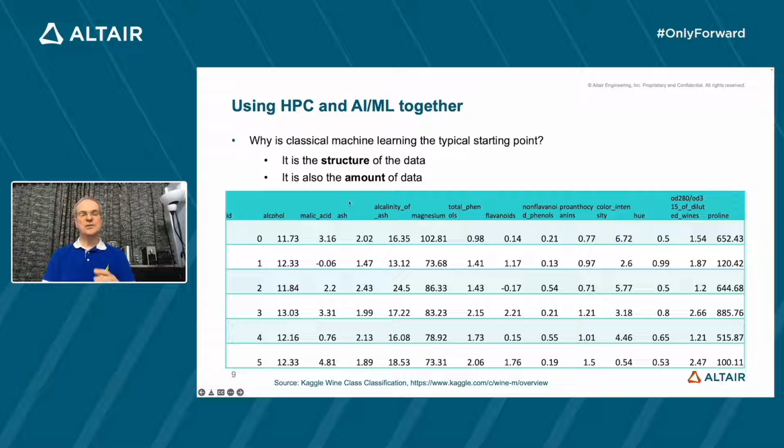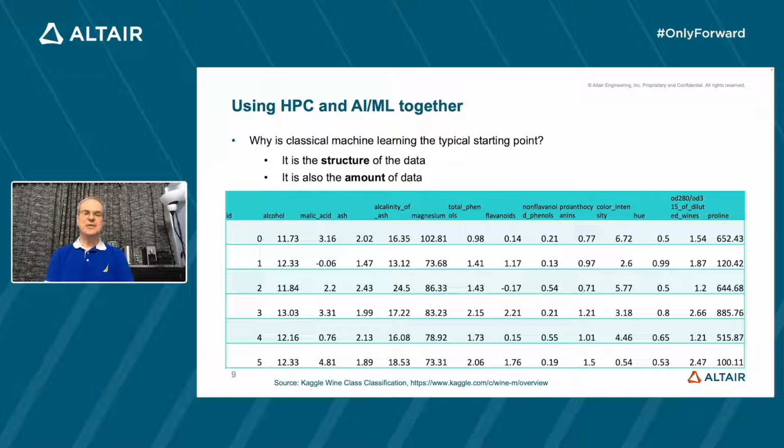It turns out that more sophisticated AI/ML techniques such as deep learning require very large data sets to work well. Many data sets are just not that large. In this example that I'm showing you here in this slide, it has hundreds of rows of data, not millions or even billions. So deep learning is not really a good approach here. So the structure and the amount of data dictate the use of classical machine learning techniques in this case.